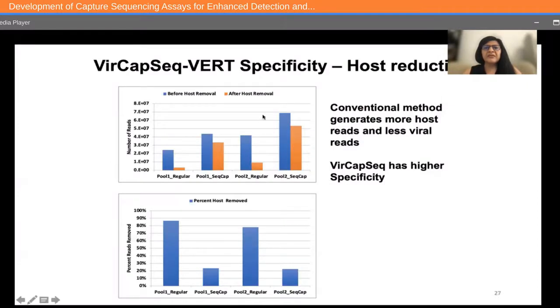So this shows the specificity of Vircap-seq. Here we can see the pools, where these are the reads before host removal and after host removal. When you compare the conventional method to Vircap-seq, you can see that Vircap-seq gives you a higher number of reads after host subtraction as compared to the regular method. And in the second pool, it's similar, we get more reads after host subtraction. Also we can see the percent of host removed is much less with Vircap-seq than with the regular unbiased sequencing, showing that Vircap-seq has higher specificity.